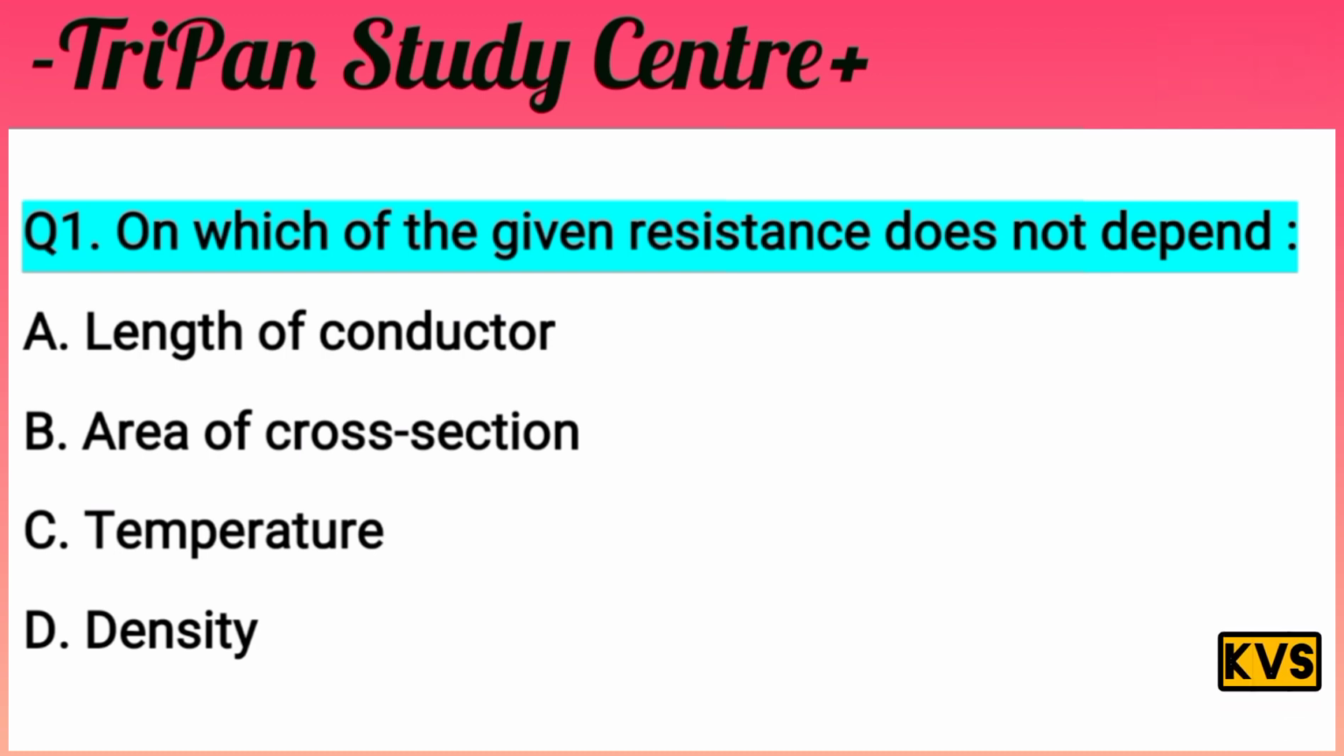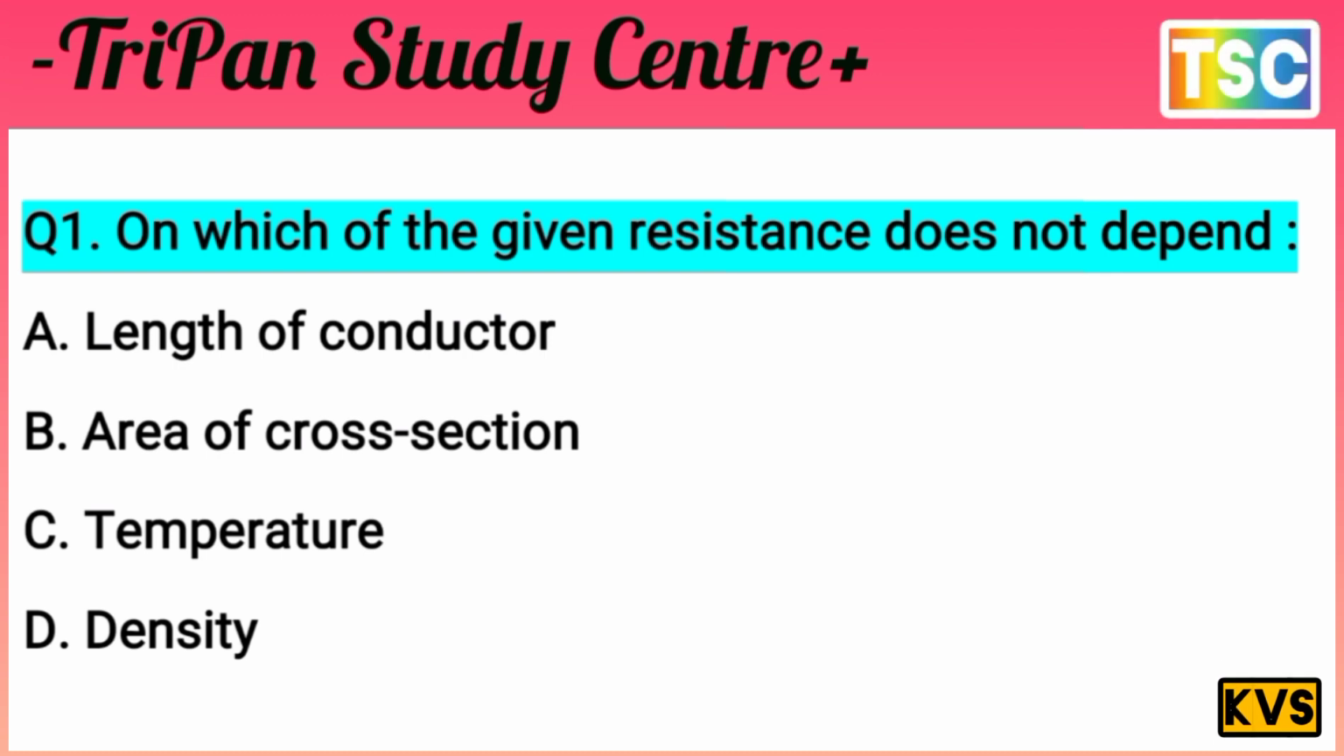A, length of conductor. B, area of cross section. C, temperature. D, density. That's important here. But first of all, test your knowledge. I give you a few seconds for this question. You must have a thought of your answer. Let's see what the answer is.